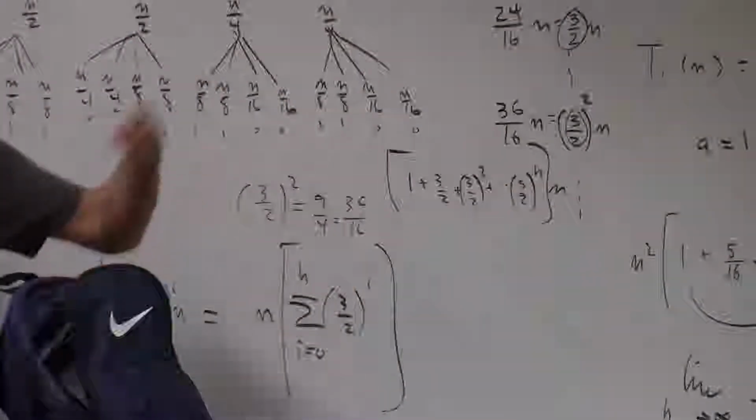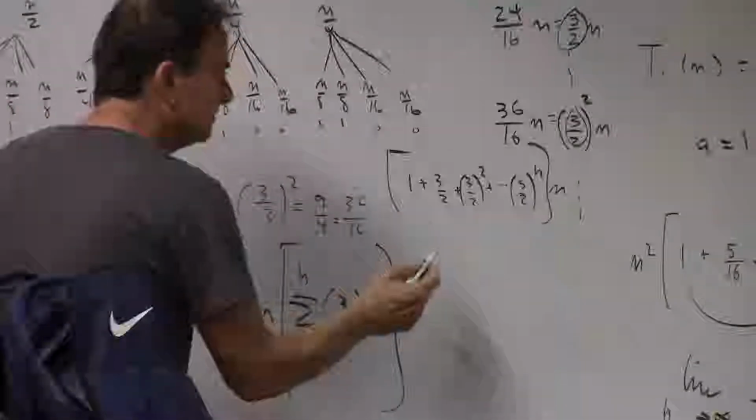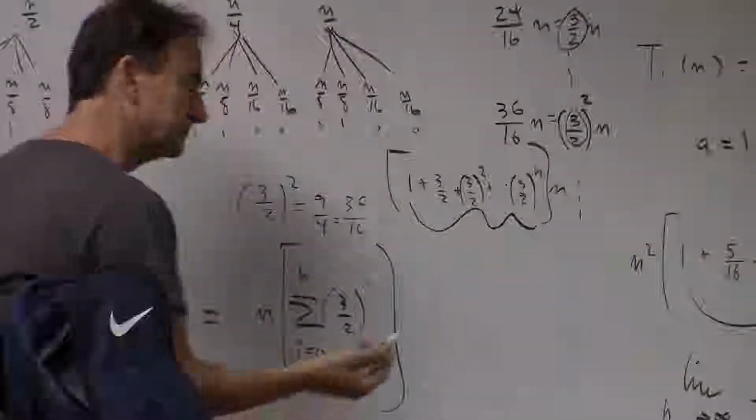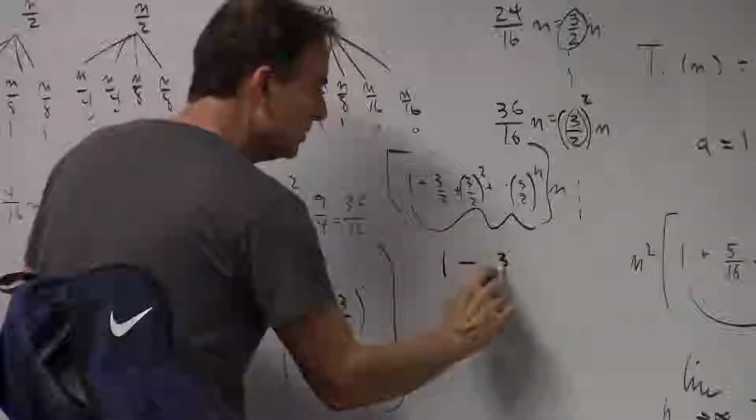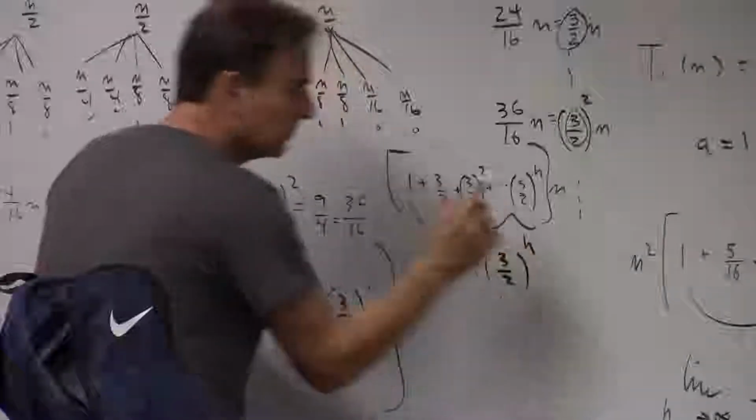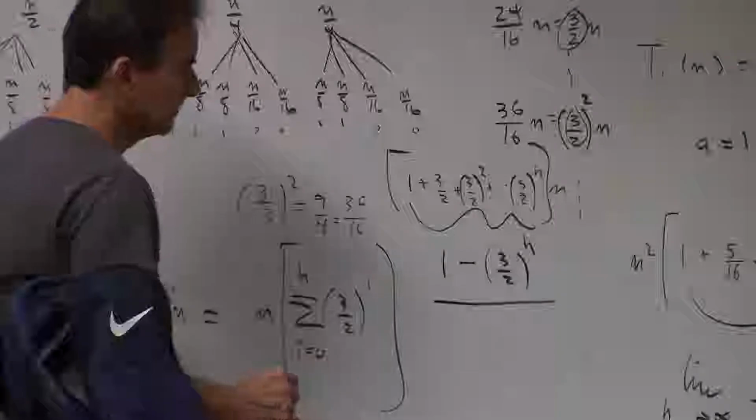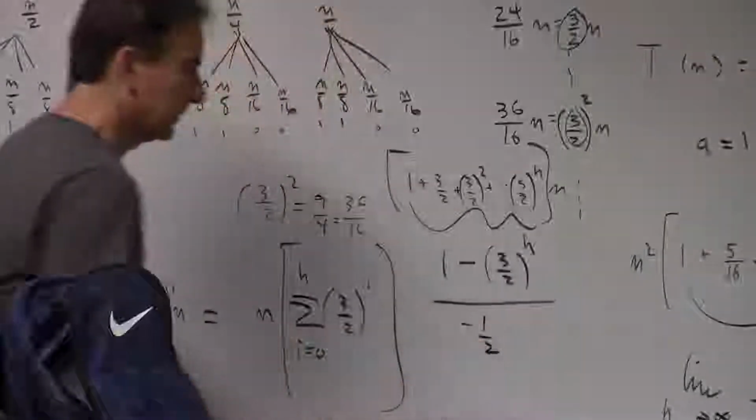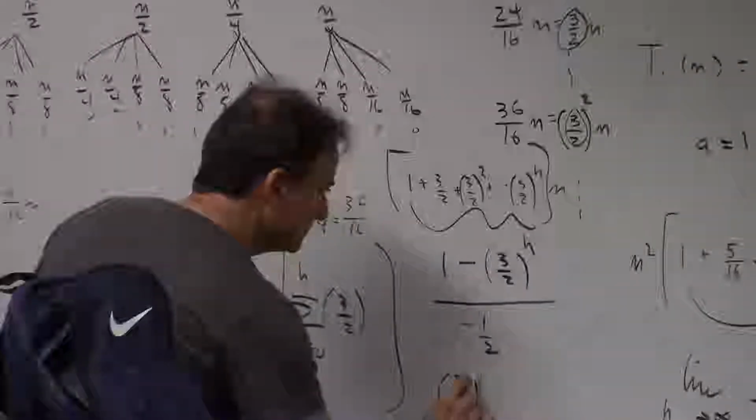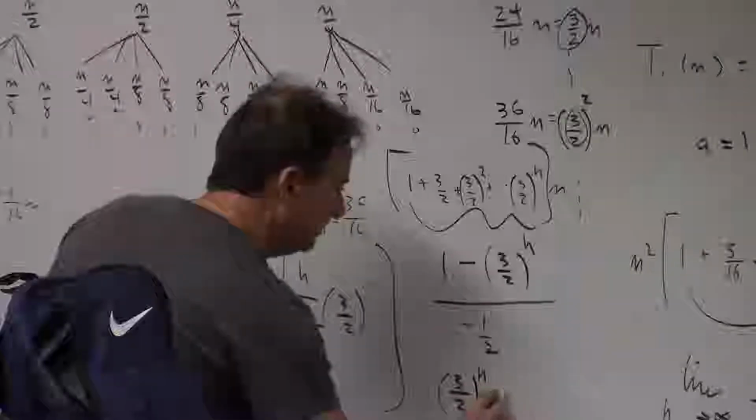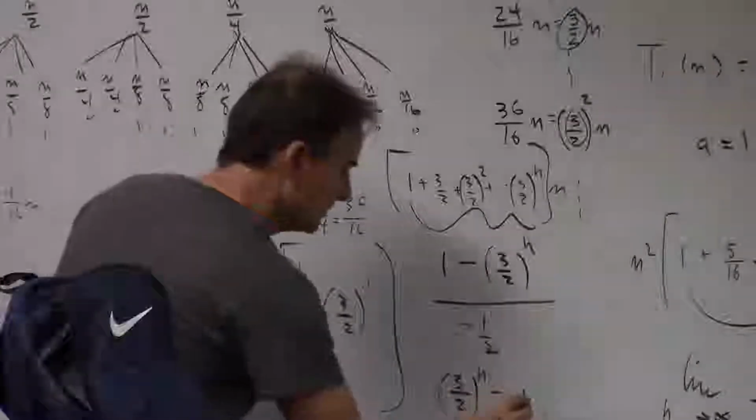And what is h? That's our height. So the value of this is going to be 1 minus (3/2) to the power of h, over 1 minus 3 over 2, which is negative 1/2. So this is going to be equal to 3 over 2 to the h minus 1, times 2.